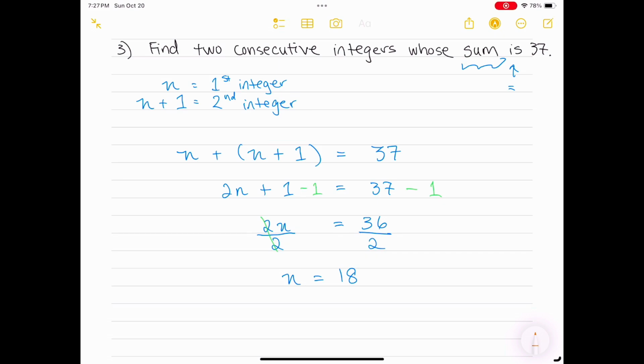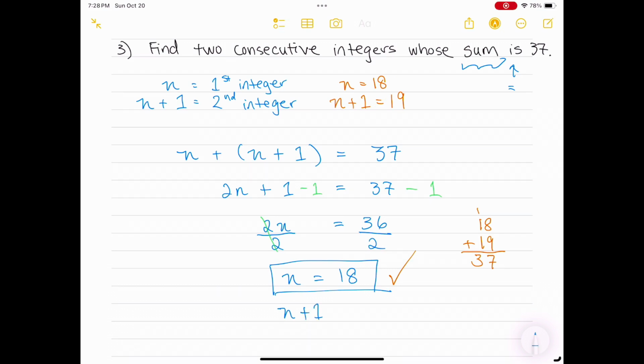So n equals 18 would be our first integer, and n plus 1 would be 19, which is our second integer. And now we check our answer by adding these two consecutive integers to see if their sum is 37. Does 18 plus 19 equal 37? I do that calculation on the side, and I find that 18 plus 19 does indeed equal 37. Therefore, the solution, n equals 18 and n plus 1 equals 19, is correct.